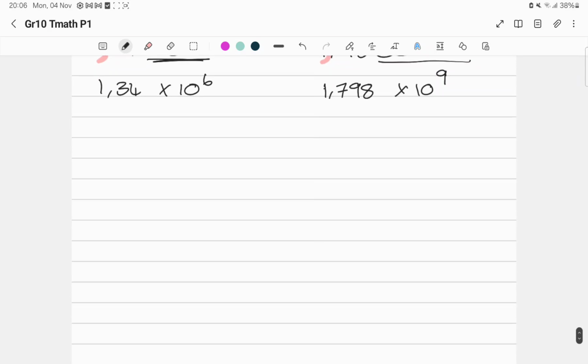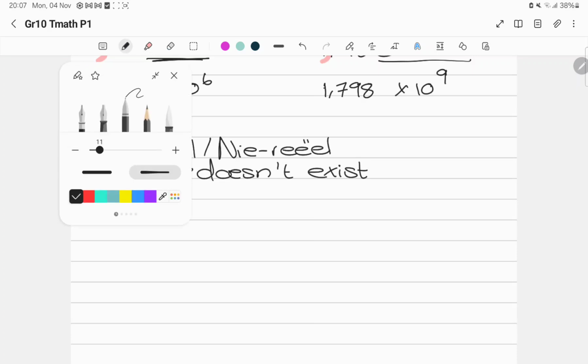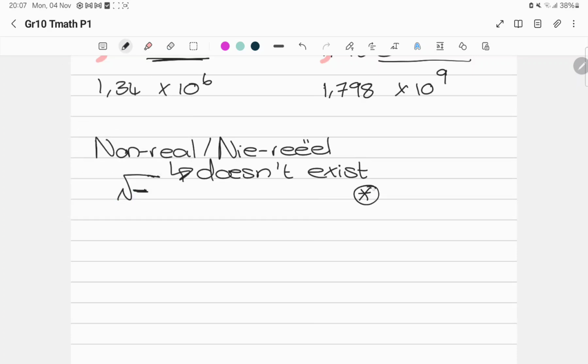Now the last thing here is you need to know your number system, meaning you need to know what a non-real number is. 'n Nie-reële getal. So a non-real number is a number that doesn't exist. There's just no way. The most common one is when you have a square root and you have a minus in the square root. But to check yourself, if you get confused, take whatever you have and put it into your calculator. That's why you have a calculator. As soon as your calculator says math error, it means this thing doesn't exist, so it's a non-real number.